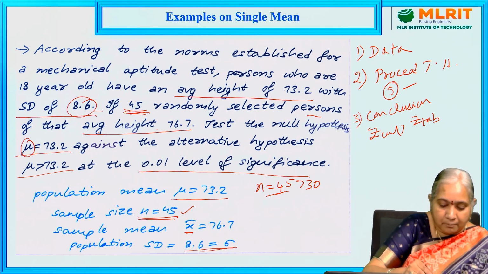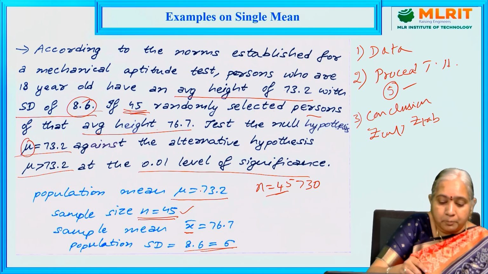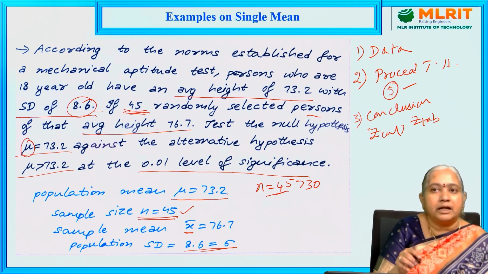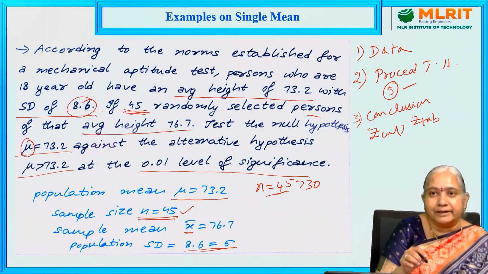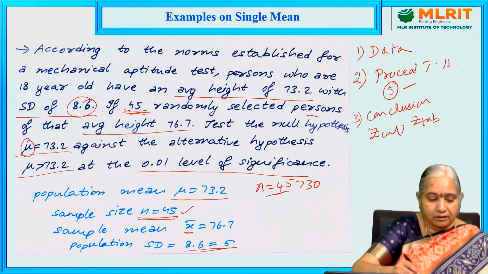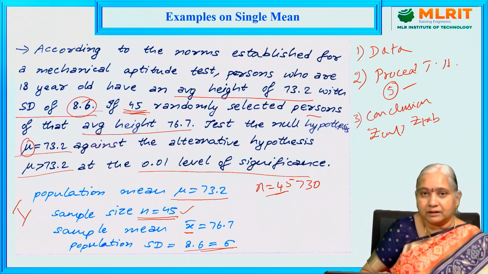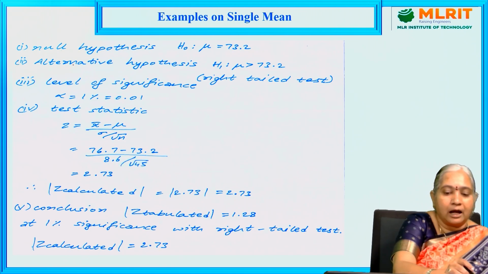So one sample data is given and a large sample data is given. The population mean and standard deviation are given. Large sample data means we are testing the population mean for large samples. So this is the data. This is the first step. Now coming to the second step, the null hypothesis.